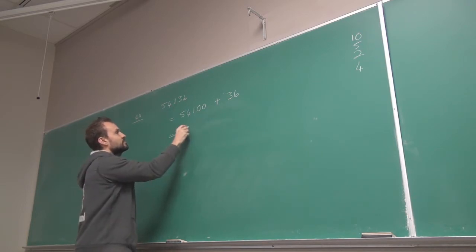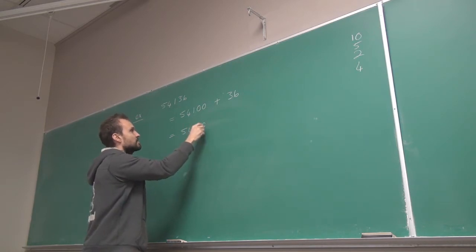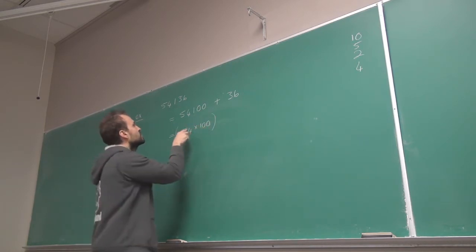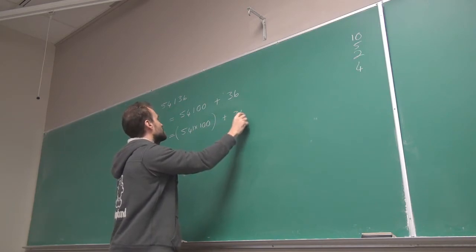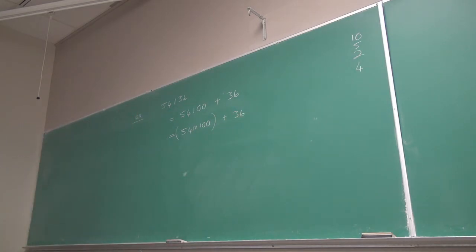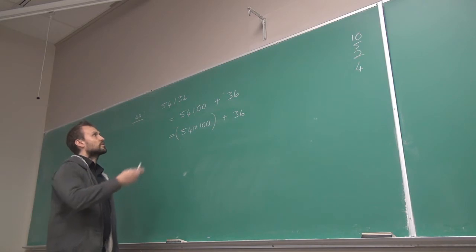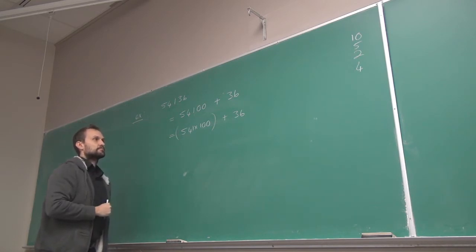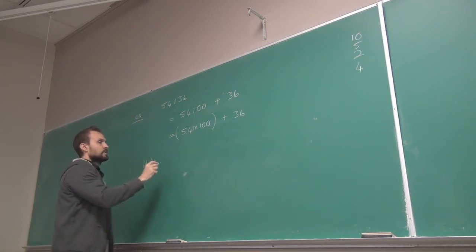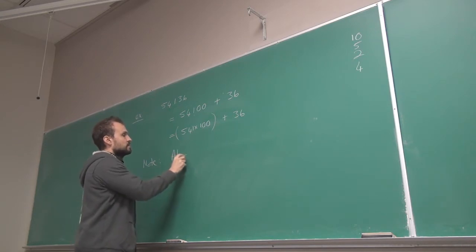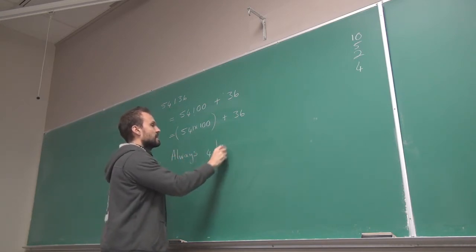So then we can write 541 times 100, plus my 36. So looking at it this way, how is that going to help me figure out divisibility by 4, essentially just looking at the number? Well, if I look at these pieces, I can notice some things that always hold. 4 will divide into 100.